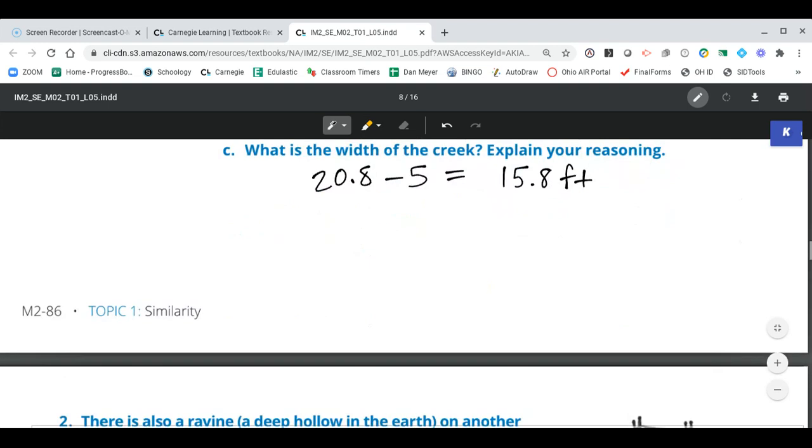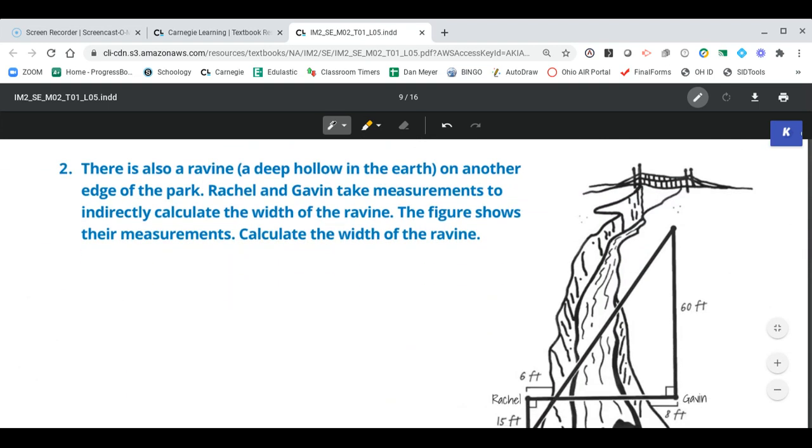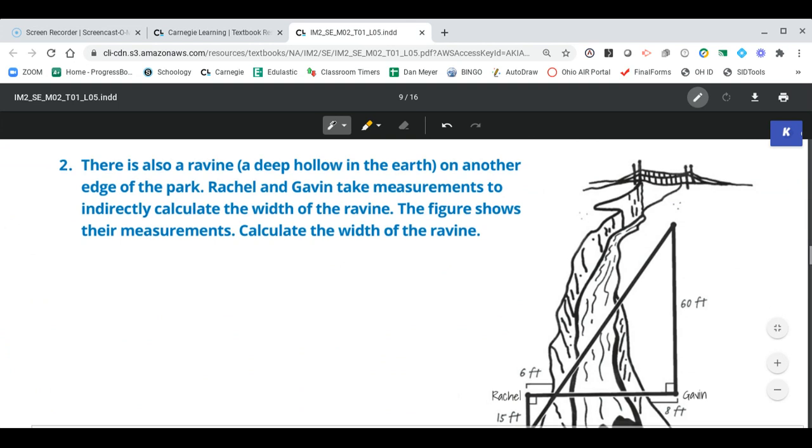All right, moving on. There is also a ravine, a deep hollow in the earth, on another edge of the park. Rachel and Gavin take measurements to indirectly calculate the width of the ravine. The figure shows their measurements. Calculate the width of the ravine.